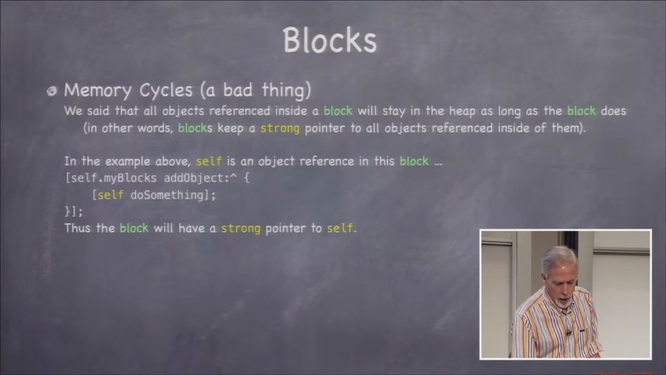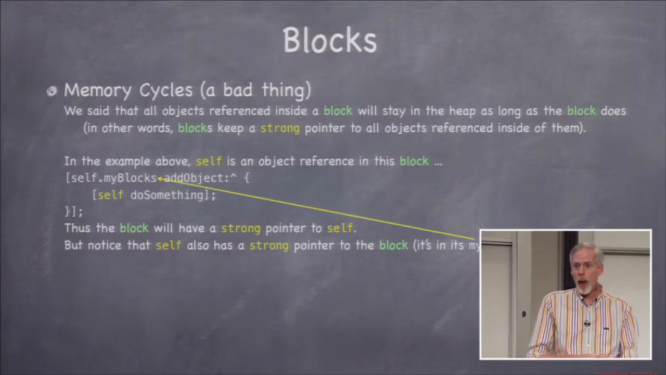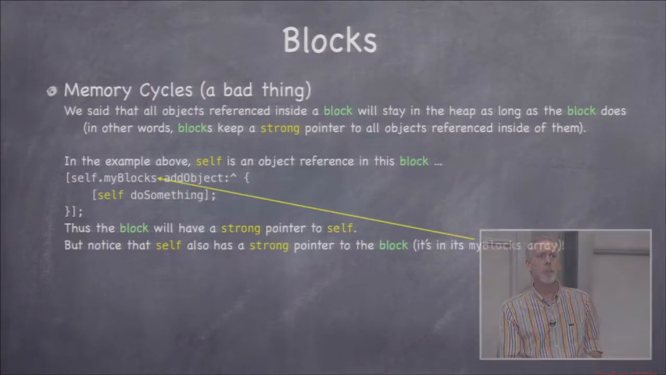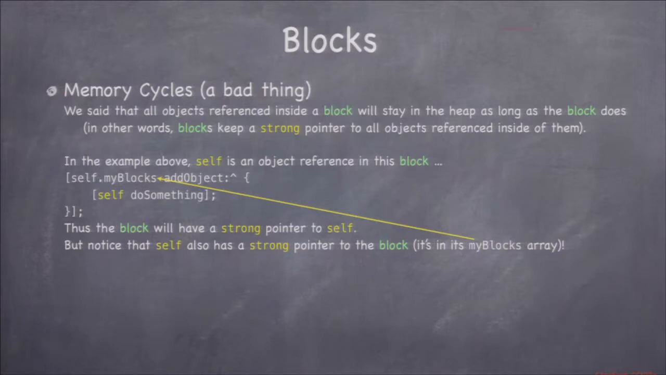However, the problem is that self has a strong pointer to the block through its myBlocks array, right? Self has a strong pointer to myBlocks, which is an array. Arrays always hold their things strongly. So now both of them are pointing strongly to each other. The block is pointing to self, and self is pointing to the block. Neither of them can ever leave the heap in that situation because there's always going to be a strong pointer to each of them. One of them can't leave first and make it so there's no pointer to the other, because they are keeping each other in. That's called a memory cycle.